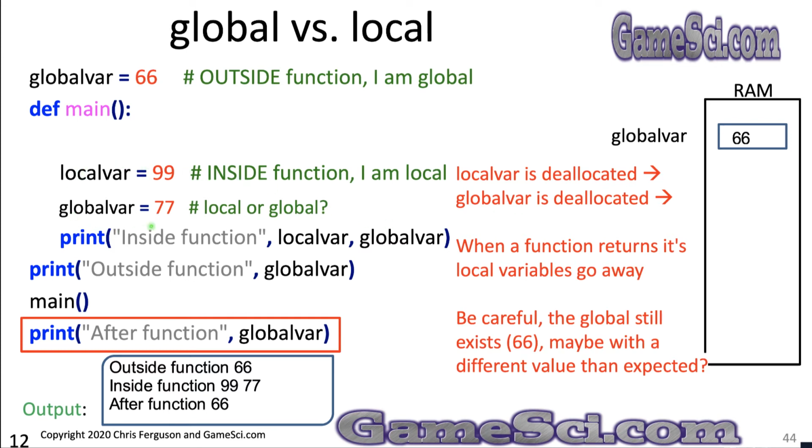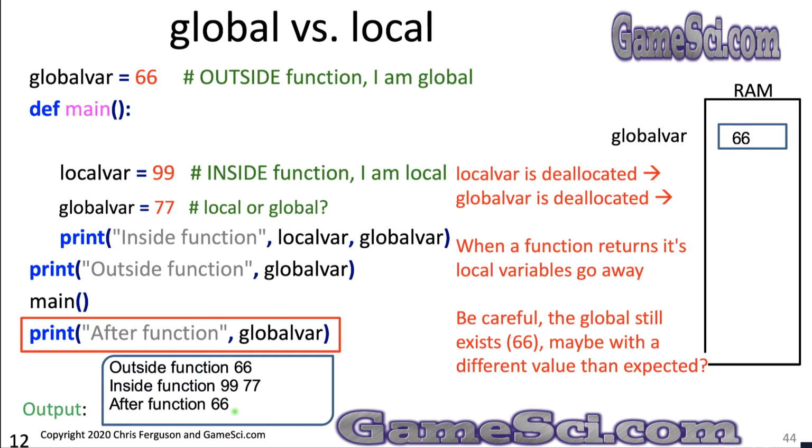And then this new copy of global var, the one that contained a 77, got deallocated too. When a function returns, its local variables go away. So this is why you have to be careful. The global still exists. The original global variable up here with 66 still exists. And the 66 that was in it got printed out down here.